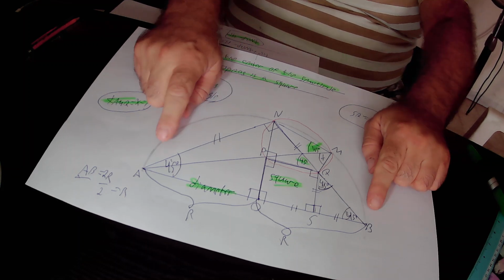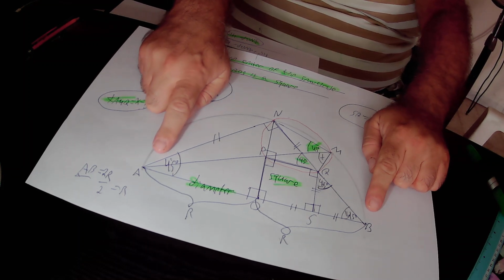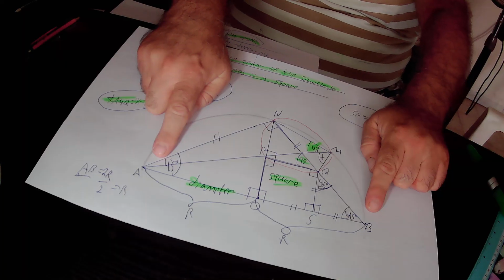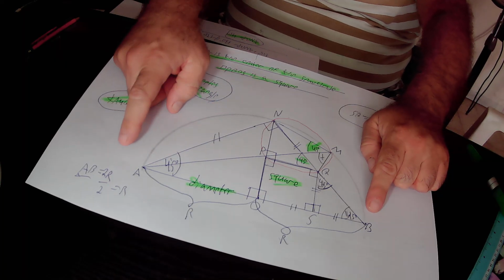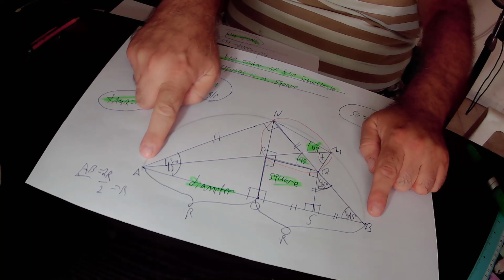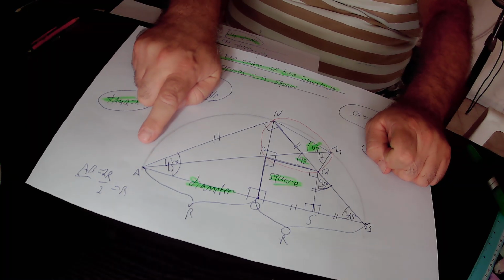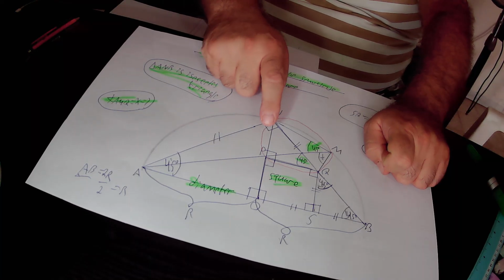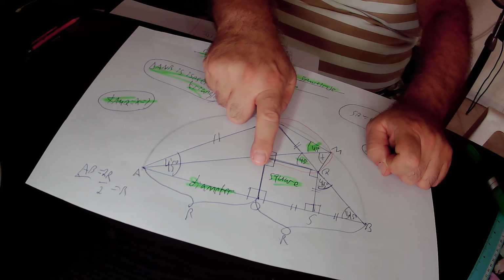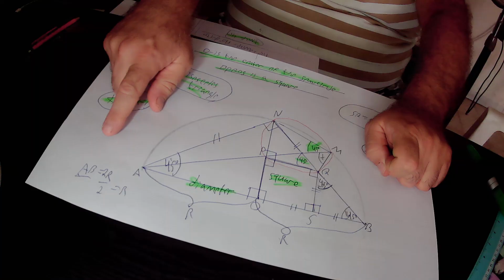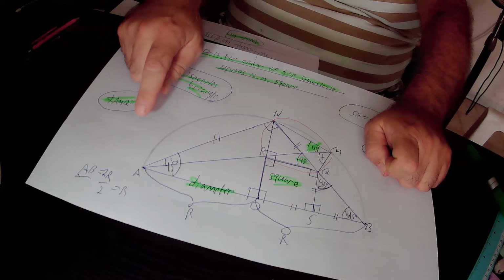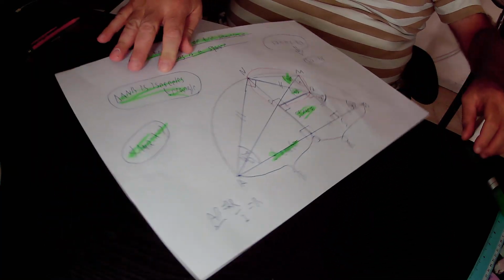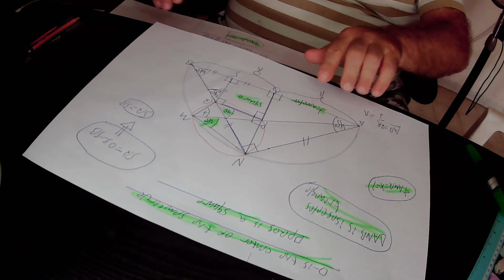The base AB is also the diameter of the semicircle. So if the radius of the semicircle is r, then the diameter must be equal to 2r. So AB equals 2r because it is the diameter of the semicircle. The perpendicular from point N bisects the diameter AB. That is to say, it divides it into two halves. Each half must be equal to AB over 2, or 2r over 2.